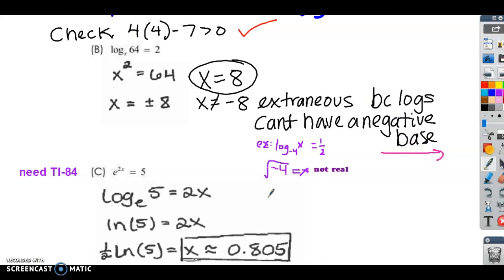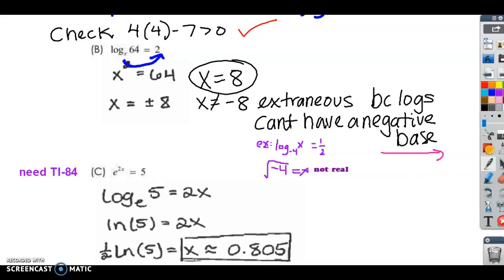All right, so here is B quickly done. If you rewrite this as an exponential, x squared equals 64, you'll see x can be 8. If you write plus or minus, you'll see negative 8 is extraneous because you can't have a negative base, and I kind of just went over that.